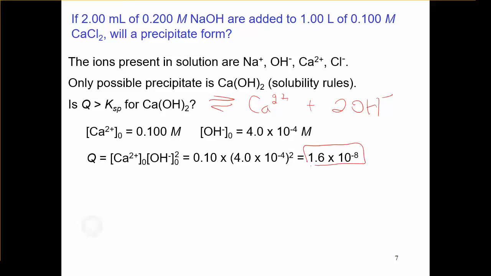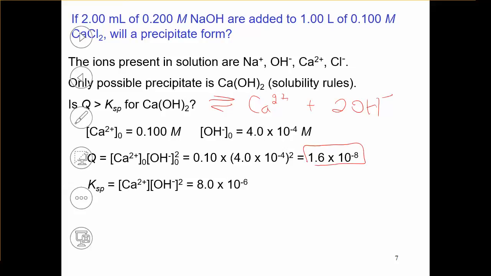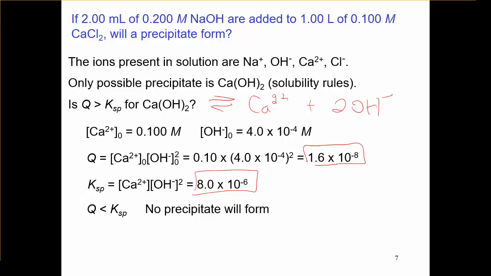So now I need to compare that to my KSP. The KSP for calcium hydroxide is 8 times 10 to the negative 6. Okay? So Q is less than my KSP, so no precipitate will form. So that's what I'm going to use these KSPs and Qs for, to determine if a precipitate is going to form or not.